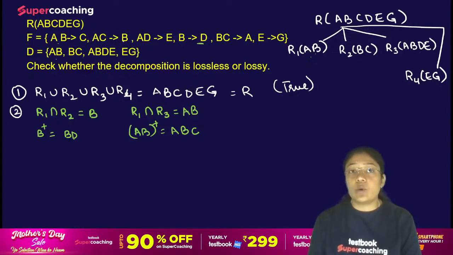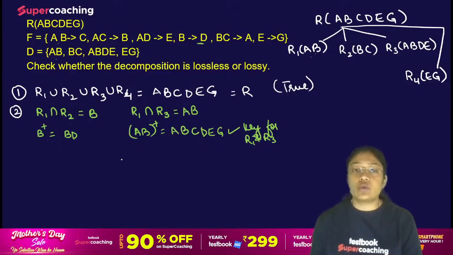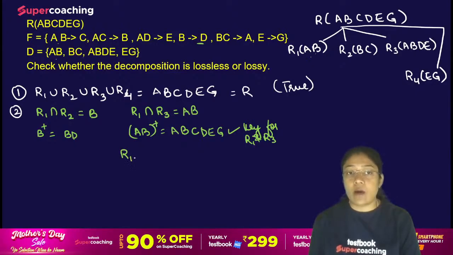AB together determine C and B is determining D, AD together determine E and E is determining G. So this is behaving as a key for R1 and R3. So anyways, these two subrelations can be joined. So after joining R1 and R3, we are getting the attributes as A, B, D, E.